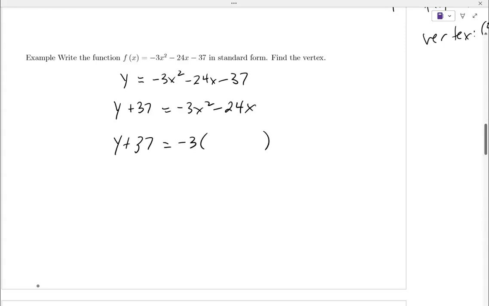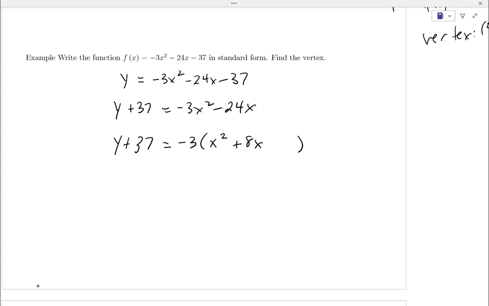When you factor that off, and I'm going to leave a little bit of extra space here because I'm going to add something inside the parentheses, what are you left with? Good. Yeah, it's x squared plus 8x, right? So it'll be a plus because the negative got pulled out, right? So it'll change it to a plus.